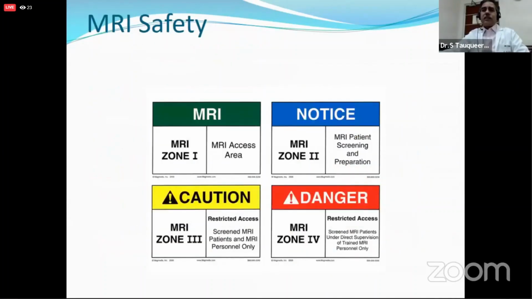Again, reiterating the MRI safety pattern in the zone areas, you can see MRI zone 1 is the MRI access area through which you enter into zone 2, which is the limited area where patient screening and patient preparation is going on. Zone 3 is again restricted access, only for patients who have been screened with a metal detector, and MRI personnel. And zone 4 is the final MRI suite area.